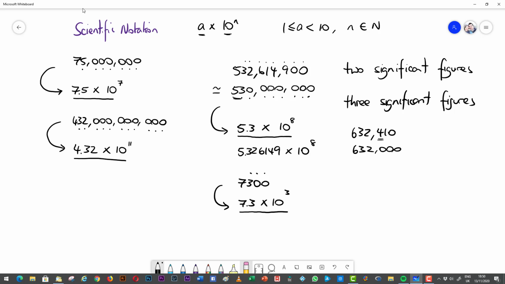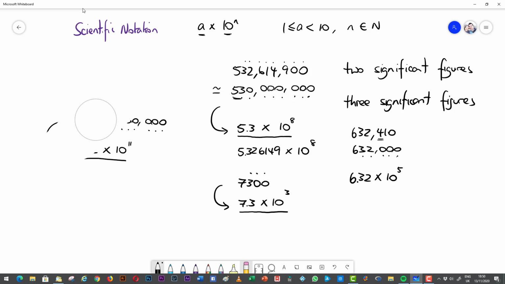Now, what's this in scientific notation? Well, this is going to be, the first digit is 6, then a decimal, 32, times 10 to the power of 1, 2, 3, 4, 5. And that's our answer. Okay, so that takes care of really big numbers, but what about numbers that are really small? How does it work for really small numbers?